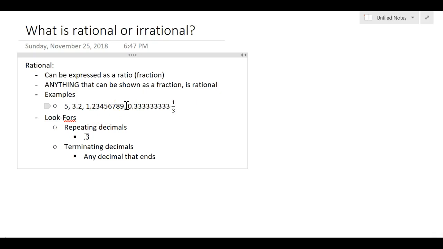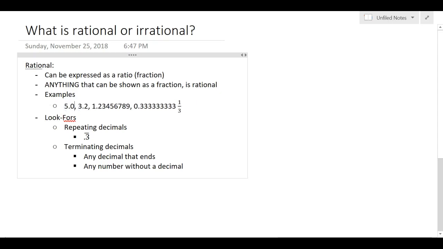Therefore, it is rational. Obviously, other things that are terminating decimals are any number without a decimal, because that would be 5.0, and that ends right there. So those are rational numbers. They are anything that repeats or terminates.